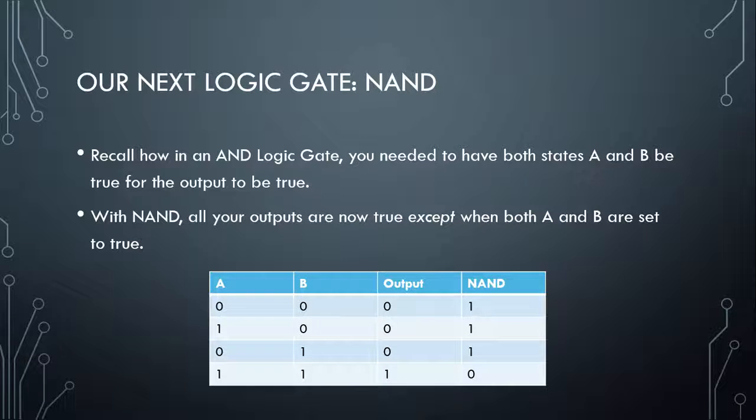However, when I apply the NAND, it flips all that. So with the NAND, when I have 0, 0, I get a 1. When I have 1, 0, I get a 1. When I have 0, 1, I get a 1. But when I have 1, 1, I actually get a 0. It's literally taking what would be the normal output of an AND and flipping it.